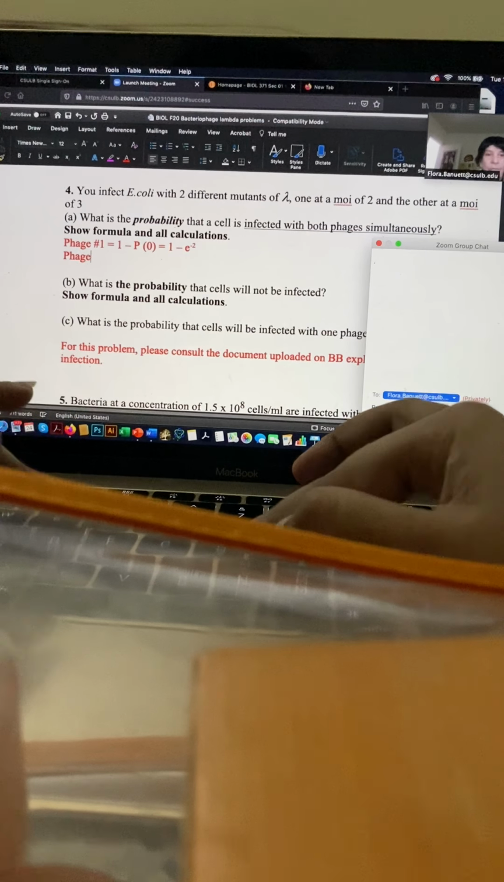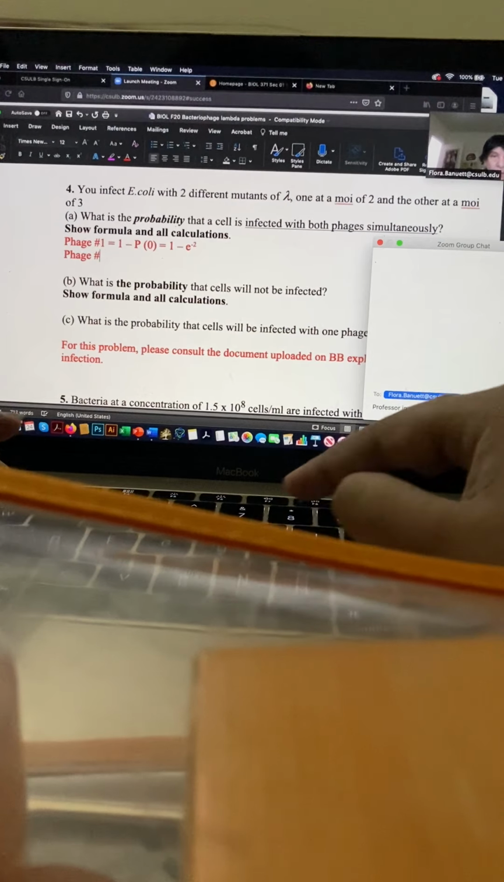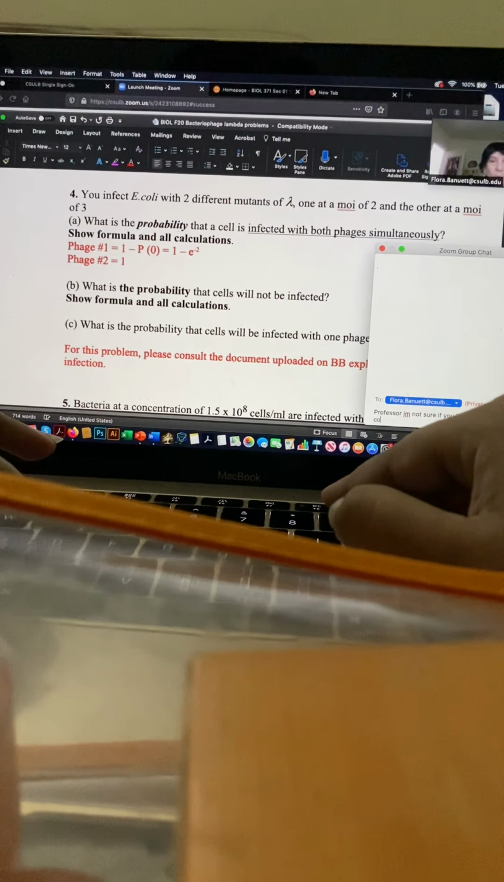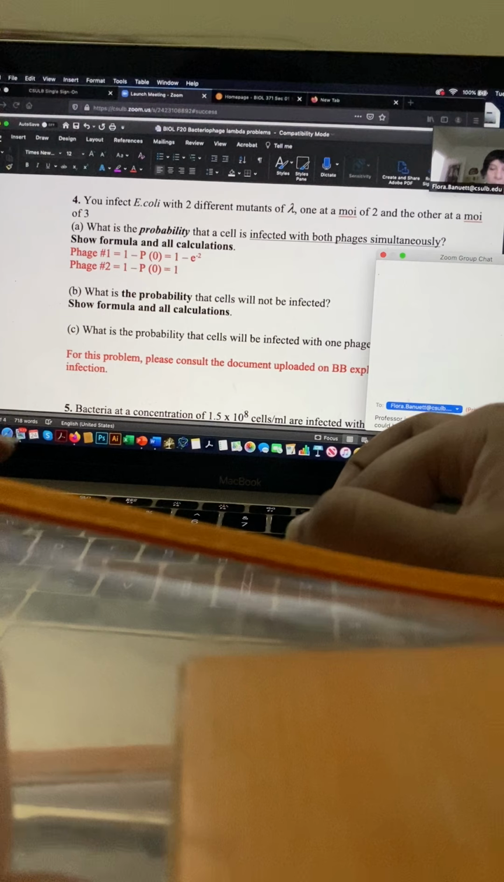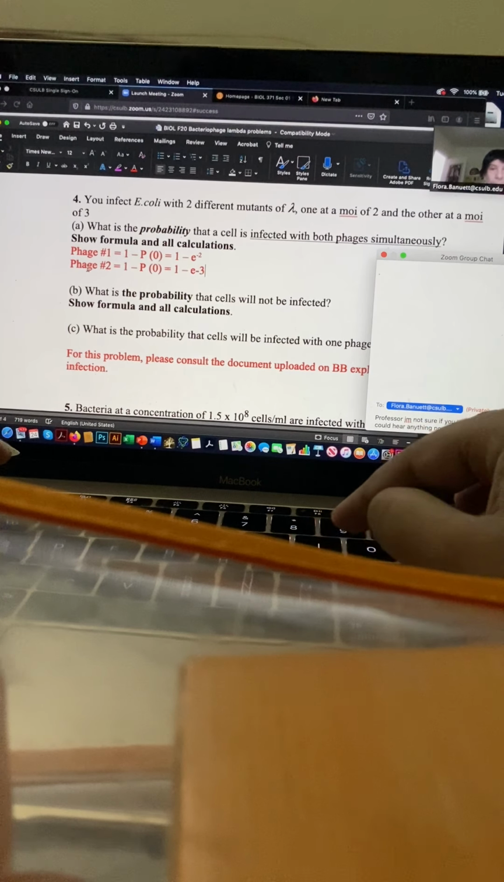Okay, and the probability of infection with phage number 2, oops, I'm thinking of MOI 3, equals 1 minus P0, which equals 1 minus e to the minus 3.